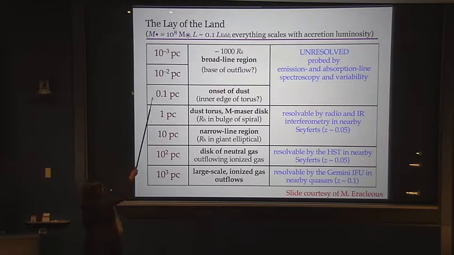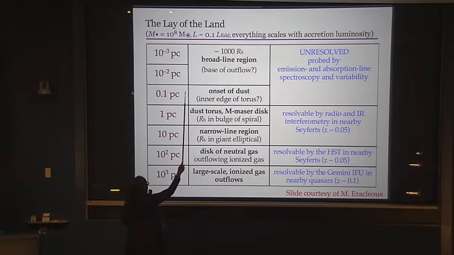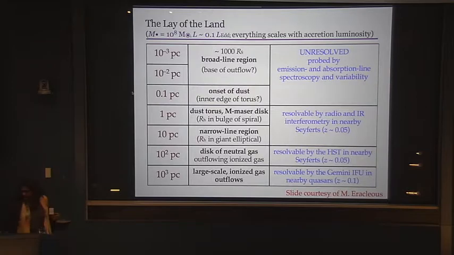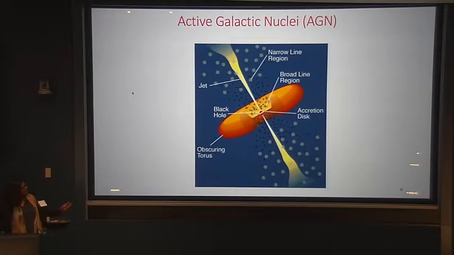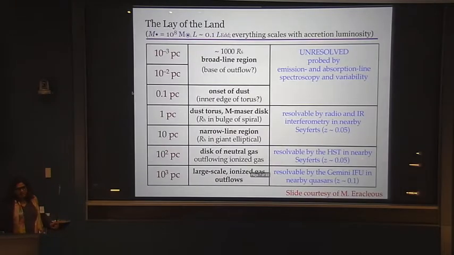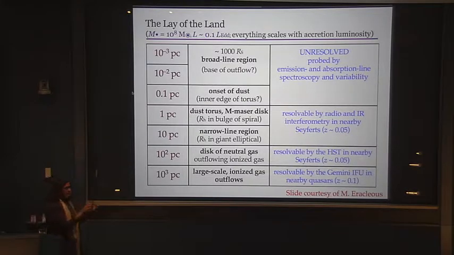But what I want you to focus on is the broad-lined region, which I just showed you in this picture. You saw the broad-lined region that's right around, outside the inner accretion disk. So that's about 1,000 Schwarzschild radii, which for this black hole mass corresponds to 1/100th of a parsec to 1/1000th of a parsec.